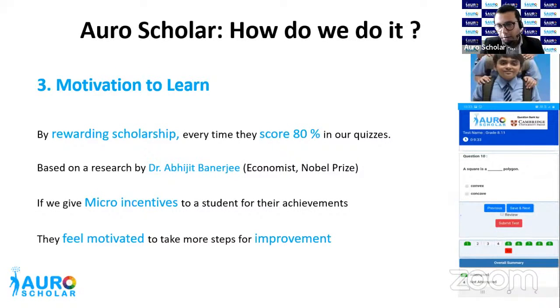Because their learning gaps are getting eliminated, their performance is getting better, they are scoring, and they get more chance to score 80% and get the scholarship money. And when this cycle gets completed for the first time, from that point onward, they start feeling motivated and repeating the same steps again and again for their own improvement. So this is how we try to achieve the third objective.